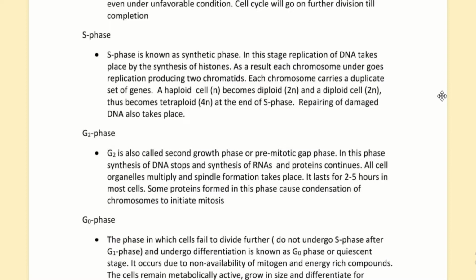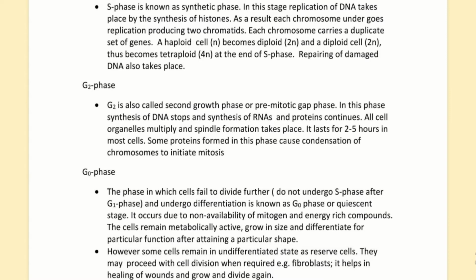As a result, each chromosome undergoes replication, producing two chromatids. Each chromosome will carry a duplicate set of genes. Haploid cell N becomes diploid 2N, which means one cell gives rise to two daughter cells, and diploid cells 2N, two daughter cells, thus become tetraploid 4N cells at the end of S phase. Repairing of damaged DNA also takes place.